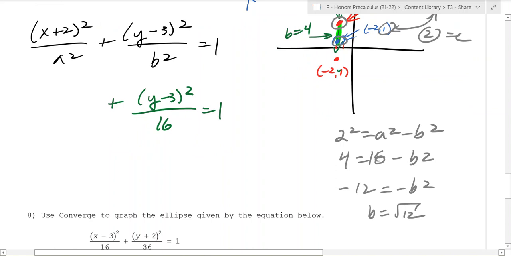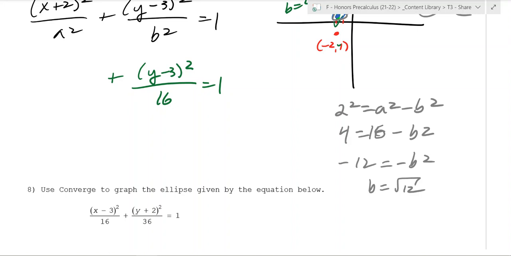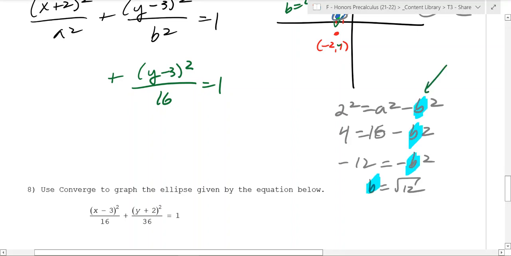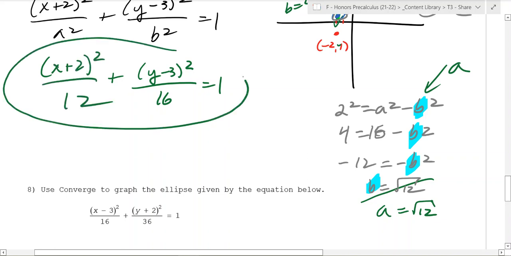You'll notice I flipped that around. So this would actually be a right here, and all of those should just be a. So a is actually equal to the square root of 12. Sorry, it goes side to side there. So that means that you're going to have x plus 2 over the square root of 12 squared, which is 12. So this is our value there.